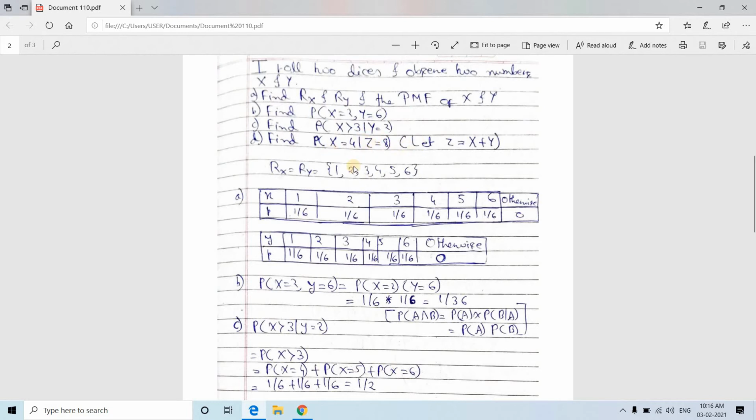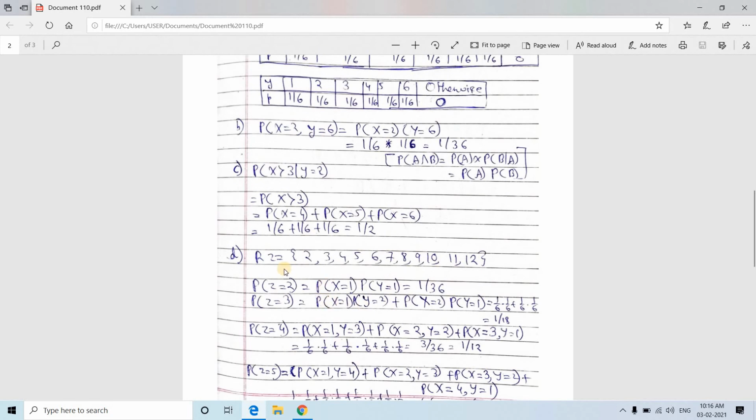Why? Because now z and x are dependent, because z equal to x plus y, right? So first what we need to do is get the probability mass function for the z variable. Okay, right? So let us calculate.